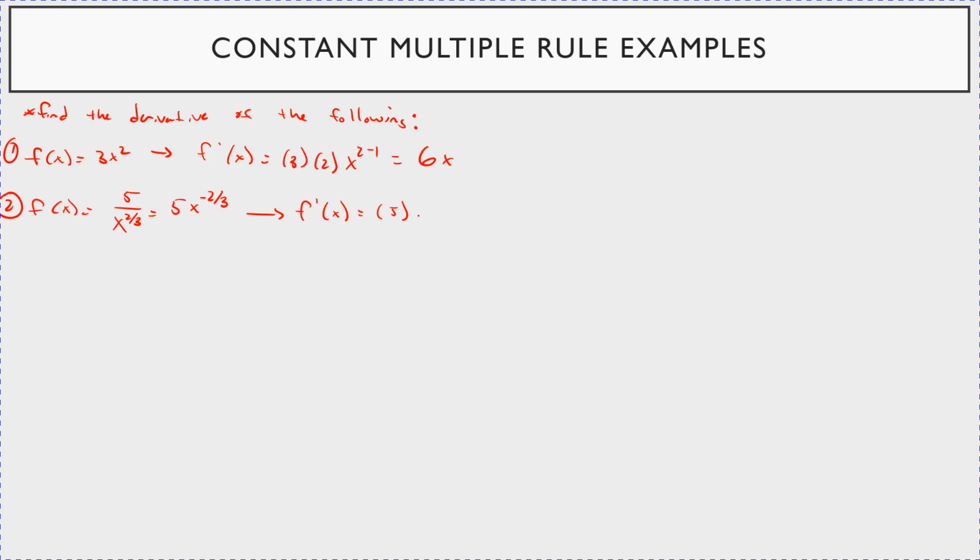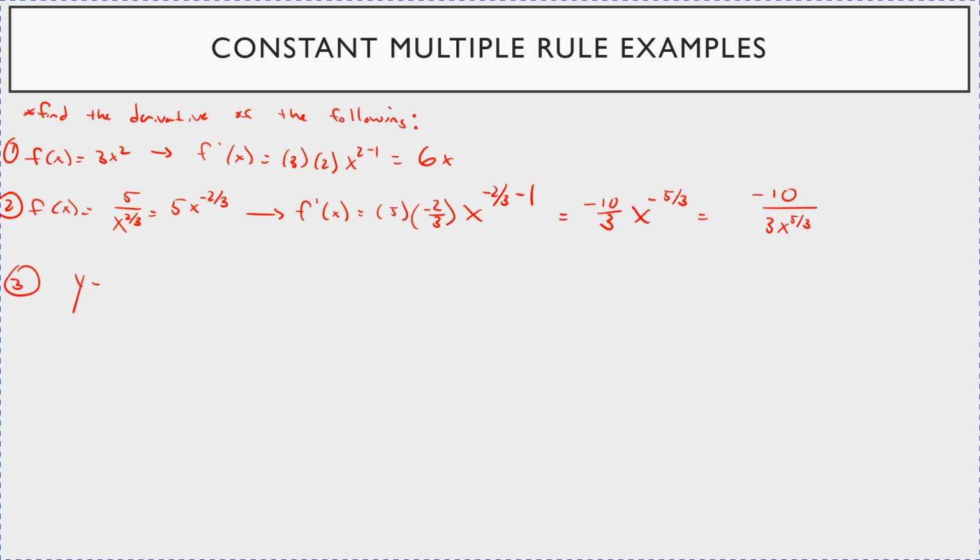Bring the exponent down, and then subtract 1 from it. Well, 5 times minus 2/3 gets me minus 10/3. Minus 2/3 minus 1 gets me x to the minus 5/3, which you can even rewrite as negative 10 over 3x to the 5/3. So look, the key is just treat the constant as a constant. That's it. We're going to do more of these, but let me just do this one.